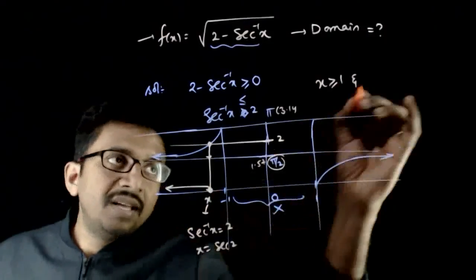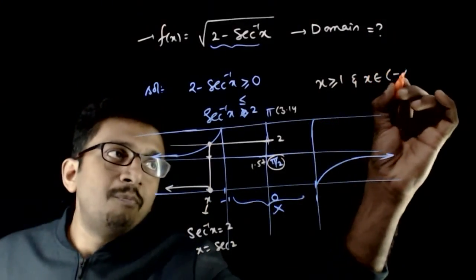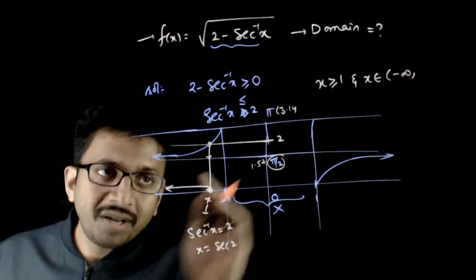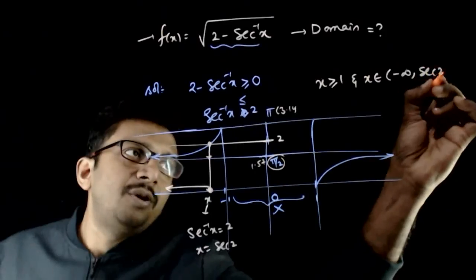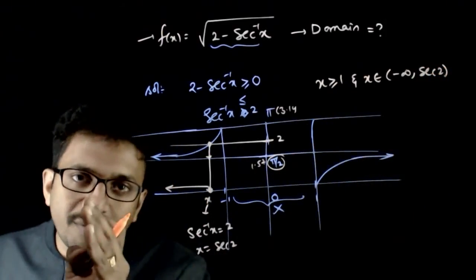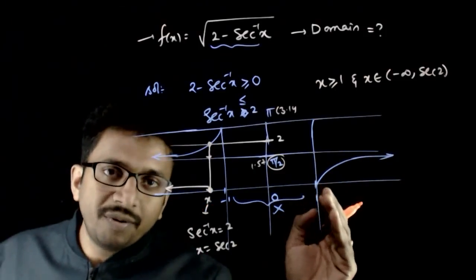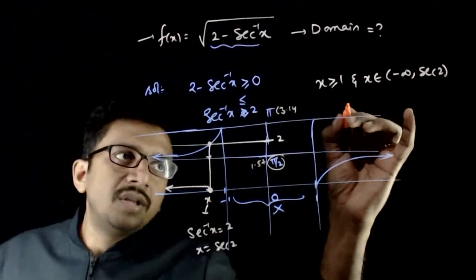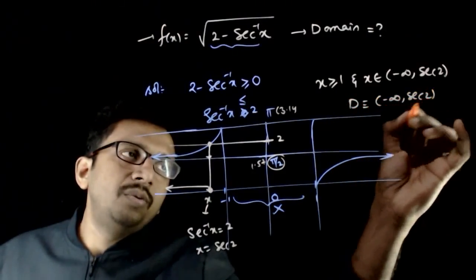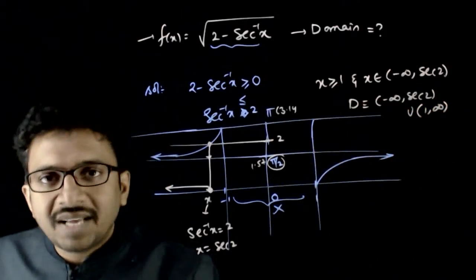And if it is on the negative side, x can belong to minus infinity to which point? Secant 2. So on the negative side, x can go from minus infinity to secant 2. On the right hand side, it can go from 1 to infinity. So the domain is minus infinity comma secant 2 union 1 comma infinity. So that's the answer to this question.